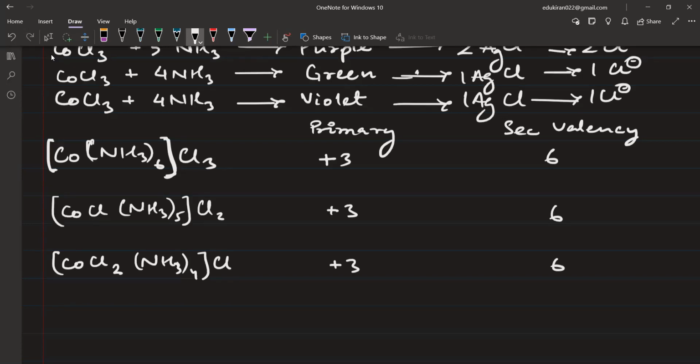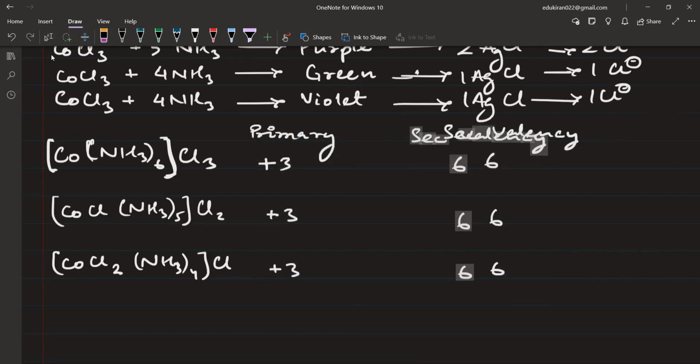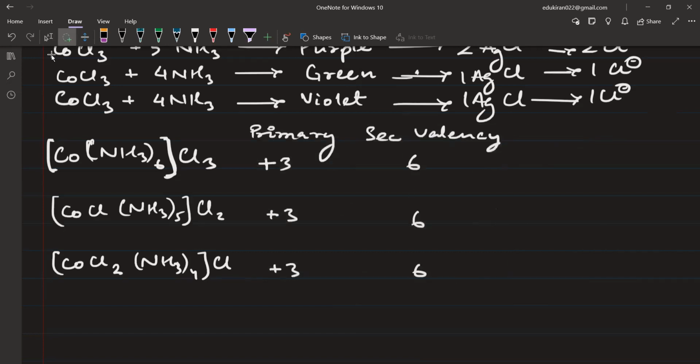Now one more thing that we can add here in the list is the number of independent chlorines. Hash sign is used for number of independent chlorine. So number of independent chlorine in the first structure is 3. Whatever is outside this square bracket is independent. Here we have 2 chlorine negatives, and here we have 1 chlorine negative.